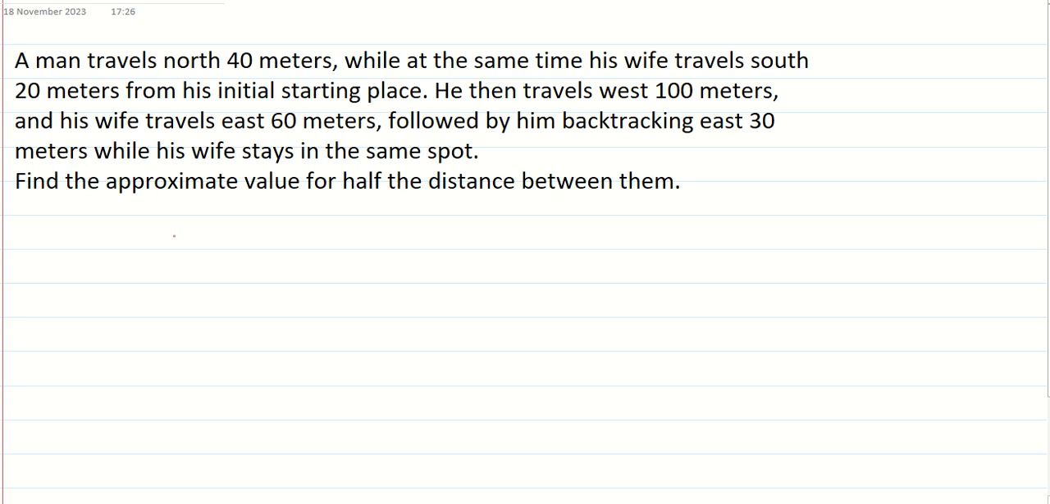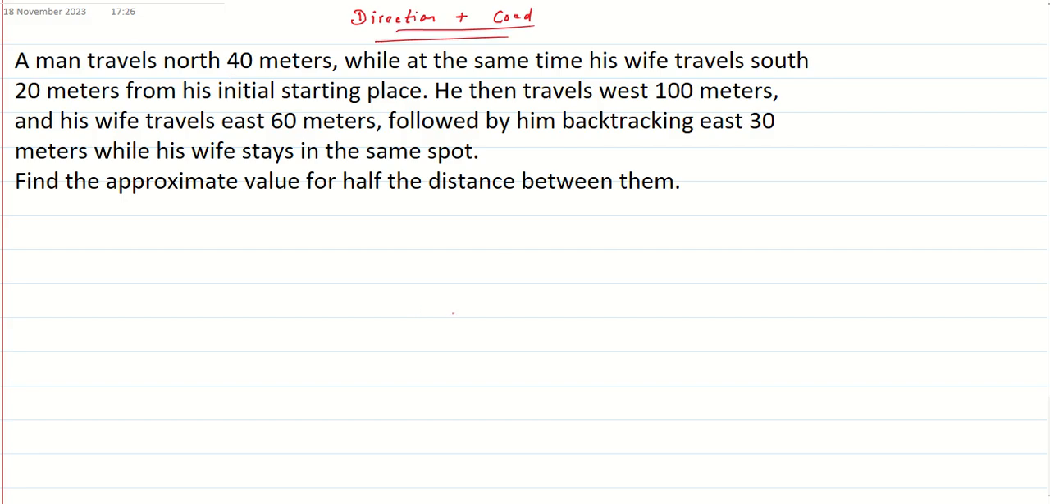Correct. So this question belongs to which concept? There are two concepts here. One is direction sense, correct? Or direction plus the coordinate, correct? Coordinate geometry. So a man travels north 40 meters.